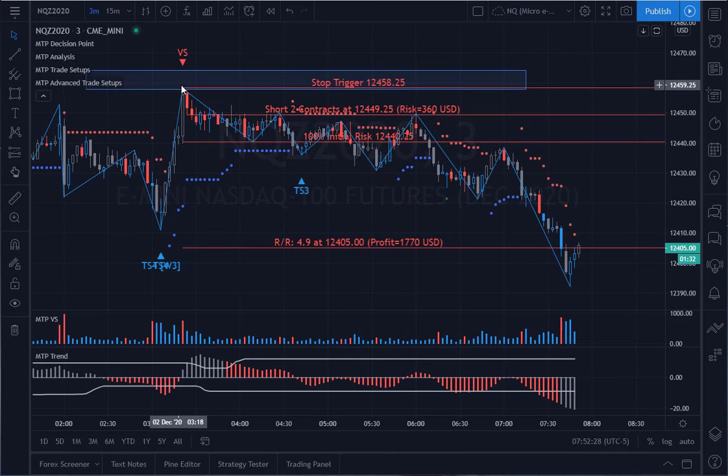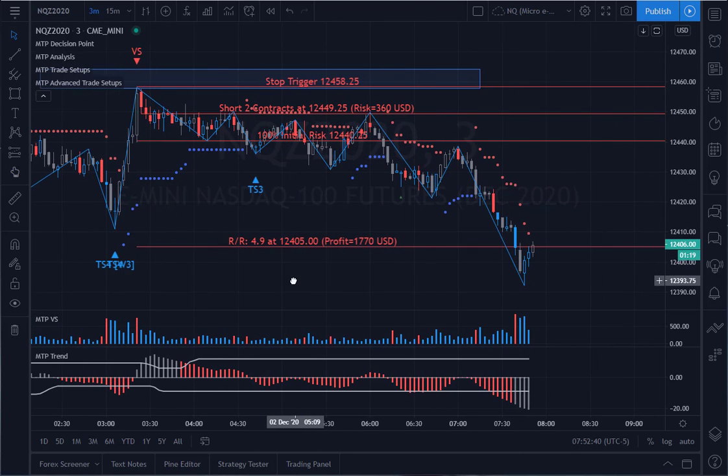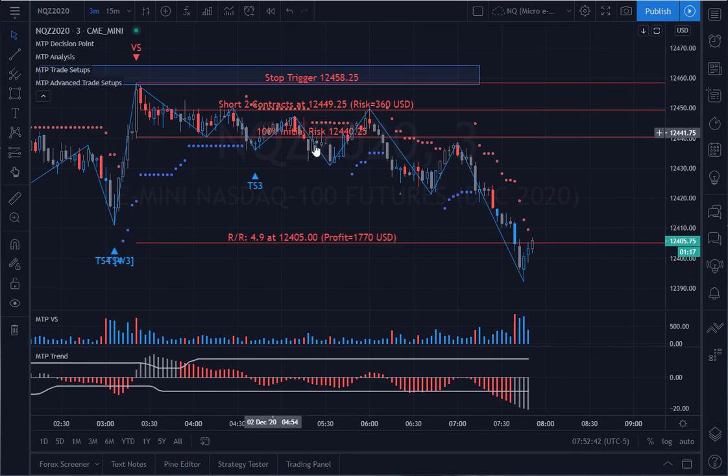So there's our VS sell. Our position sizing allowed us to take 2 contracts. Our target was down here where the potential profit was a risk reward of 4.9, or just under 5 times the initial risk, and as you can see the NQ has declined nicely and it's now just reached this profit target here. So an example of a good profitable trade.